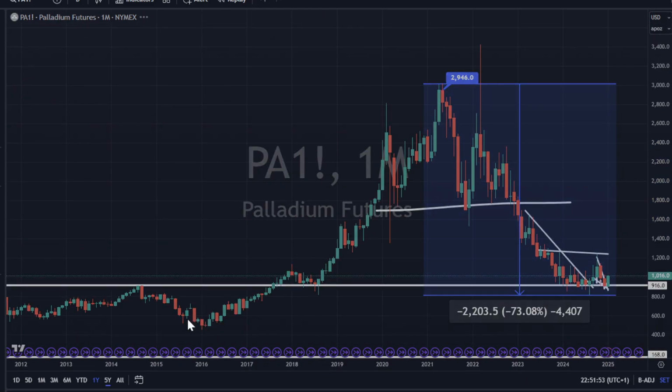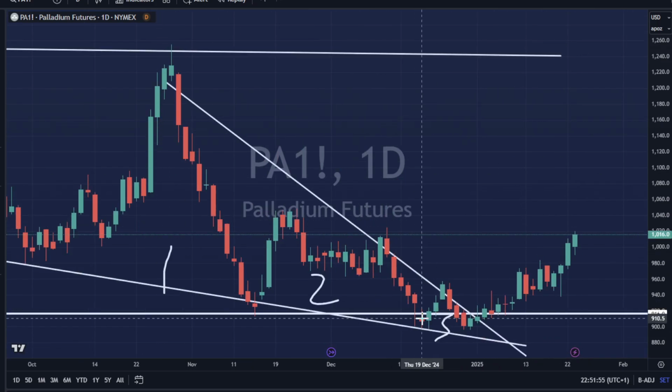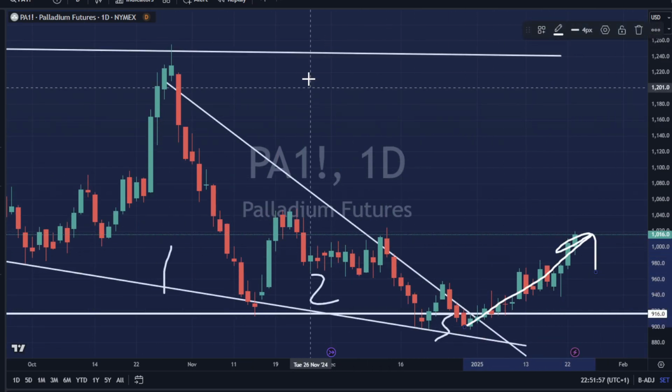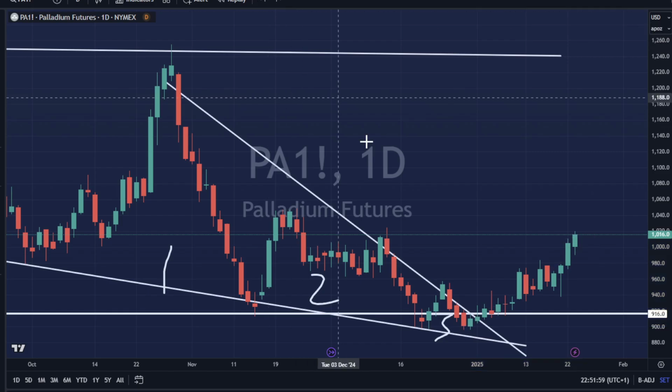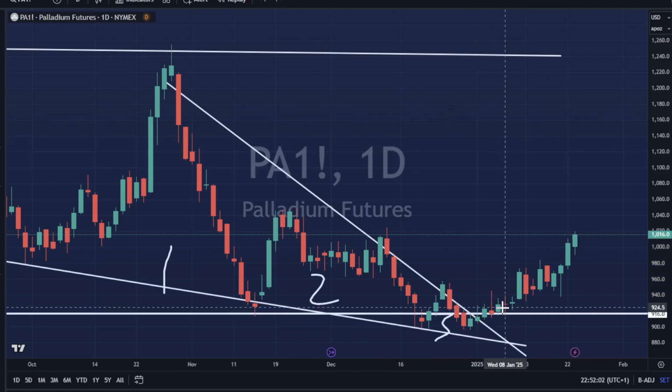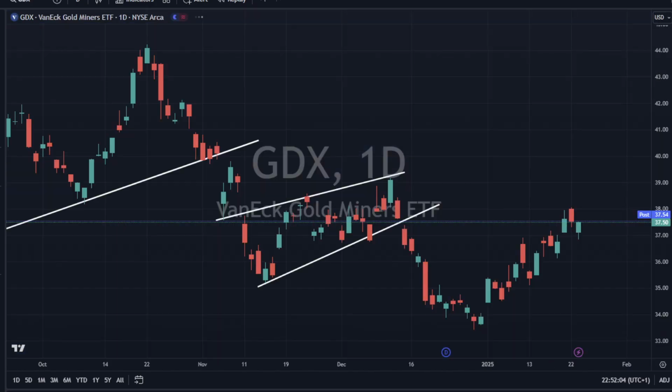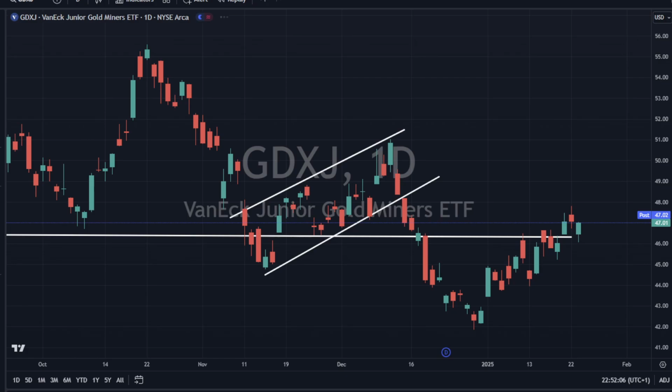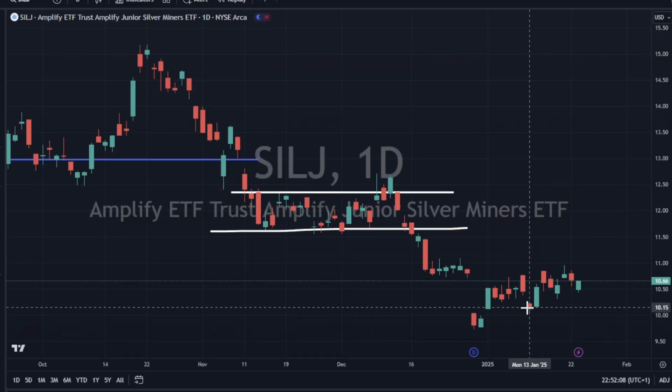Palladium moving on up, $11 an ounce. We broke out of this falling wedge, and it's been working its way on up, just like anyone would think. And we are coming off that support level down there. GDX down slightly, GDXJ down slightly, and SILJ down just very slightly.